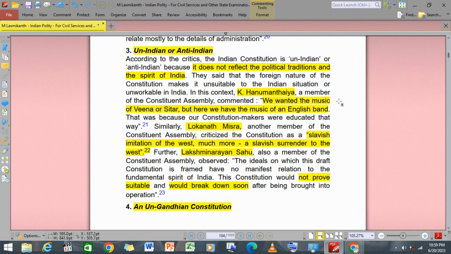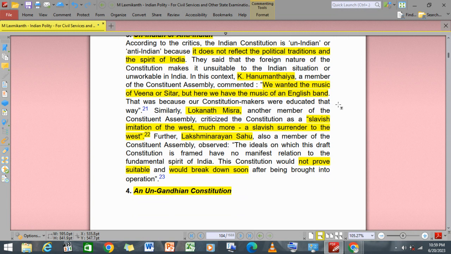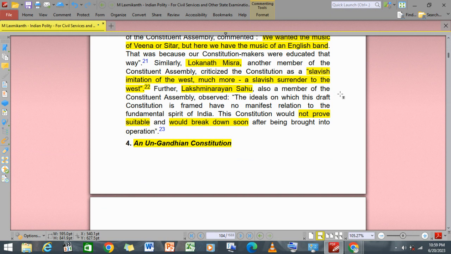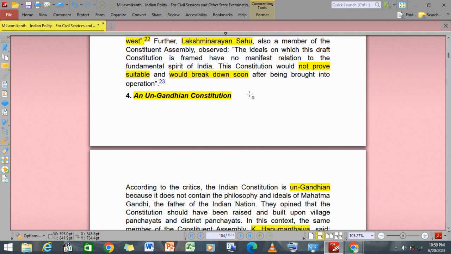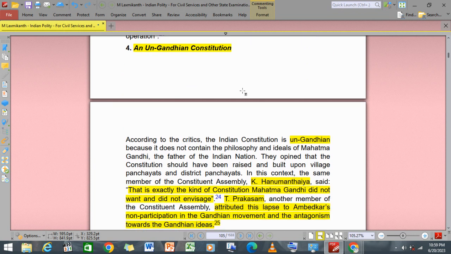Hanumanthaya said they wanted the music of Veena or Sitar, but there was the music of an English band. That means he wanted our constitution to be written in Sanskrit, but it was completely made in English, right? Loknath Mishra said that it is an imitation of the West, much more a slavish surrender to the West. Then Lakshmi Narayana Sahu said that the constitution will not prove suitable and would break down soon, though it never happened.